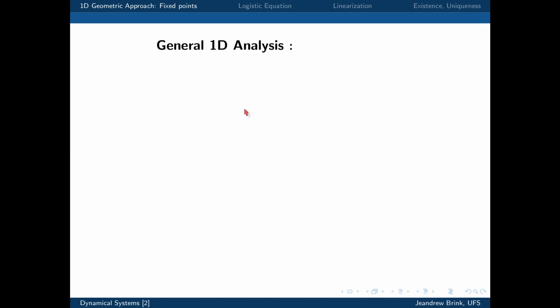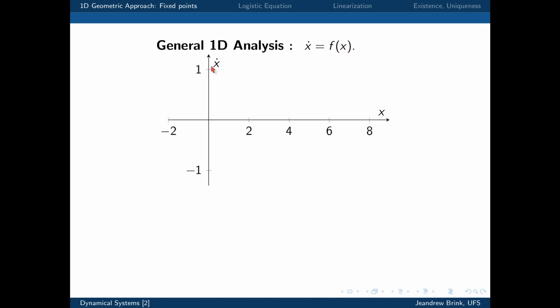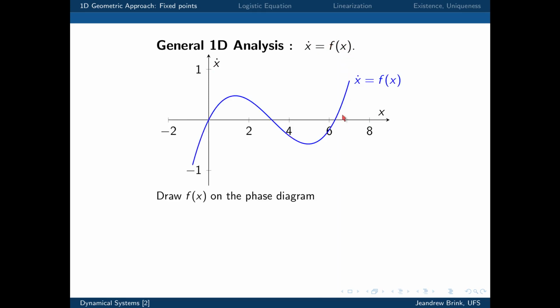Okay, so now in general, I just want to recap the 1D analysis. It goes as follows. For x dot equals f of x, where f is now an arbitrary function, draw the phase space diagram of x dot versus x. Draw the graph of your velocity field f, so it can be anything. Okay, so these are the steps you're going to go through for any 1D analysis like this.